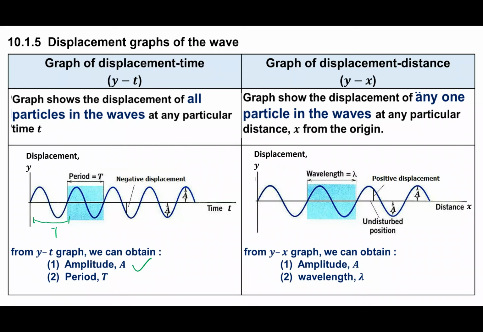Okay, how about kalau you ada displacement distance graph. So you boleh keluarkan amplitude, okay, benda yang sama. Tetapi yang kedua you boleh dapat dia punya wavelength. Okay, wavelength tadi either daripada crest kepada crest ataupun trough kepada next trough. Okay, ni you kena tahu. Kalau aku ada displacement time graph, apa yang aku boleh dapat. Kalau aku ada displacement distance graph, apa yang you boleh dapat. Okay. So, okay, I think itu sahaja untuk this video and thank you very much.